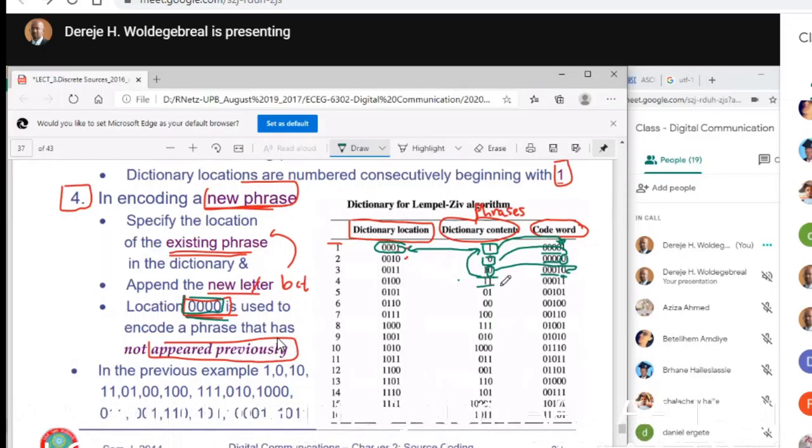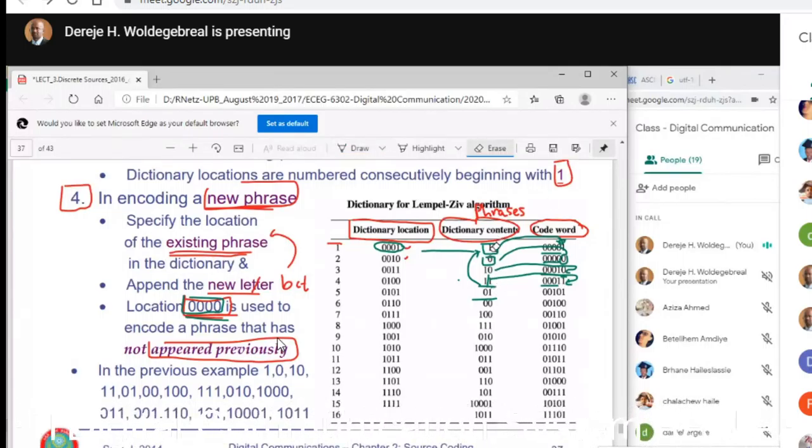Keep on moving. You have phrase 1-1. What is phrase 1-1? Phrase 1-1 differs from an existing phrase, which is 1, in its last bit position only. So the dictionary location of the existing phrase is 0001, and you append the difference. Move to the next phrase, which is 01.